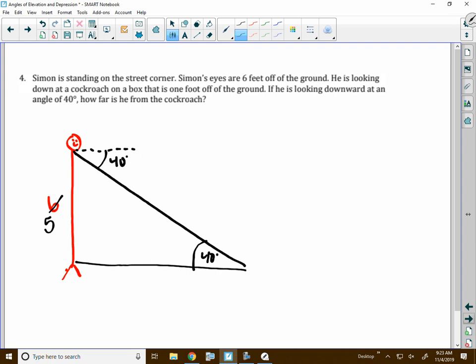Okay, now it's asked how far is he from the cockroach? Where is that distance at? Here's the cockroach. I don't know what they look like. That's the distance right there. That's why I would think to go there. But that makes sense. Because technically, this doesn't make sense. They're parallel.